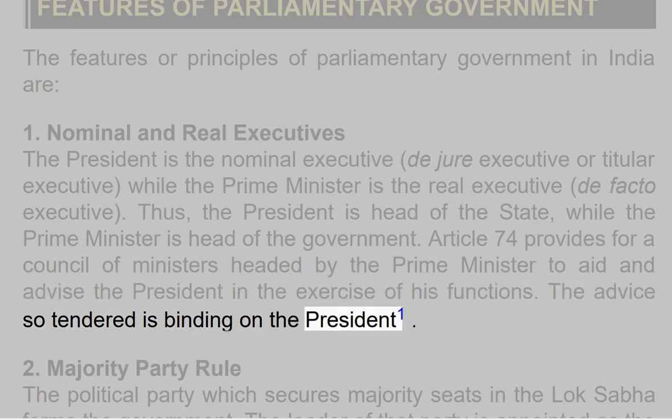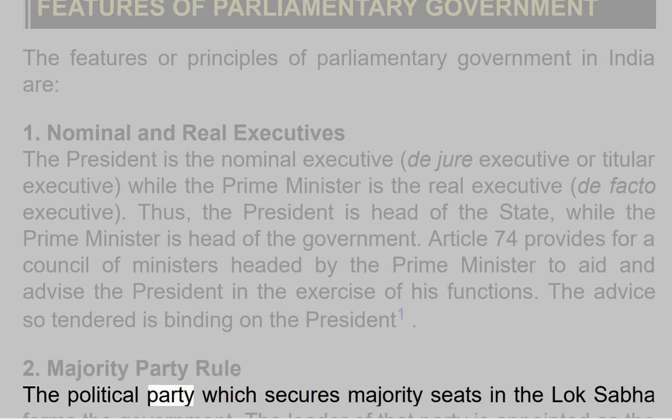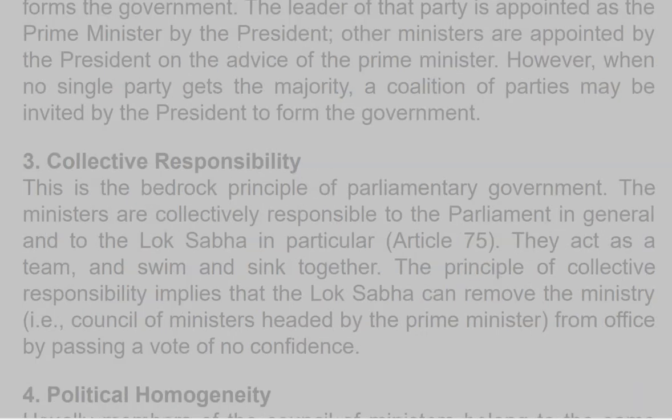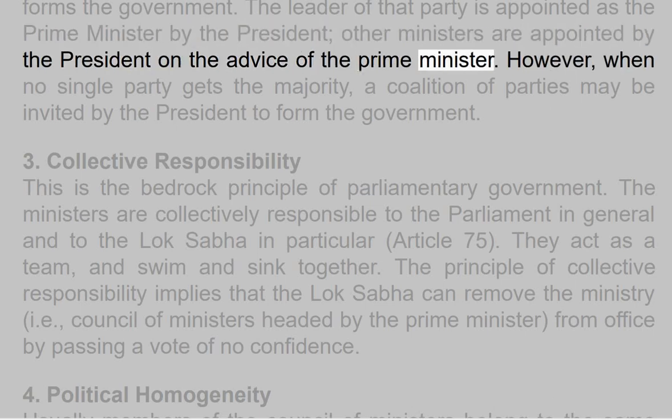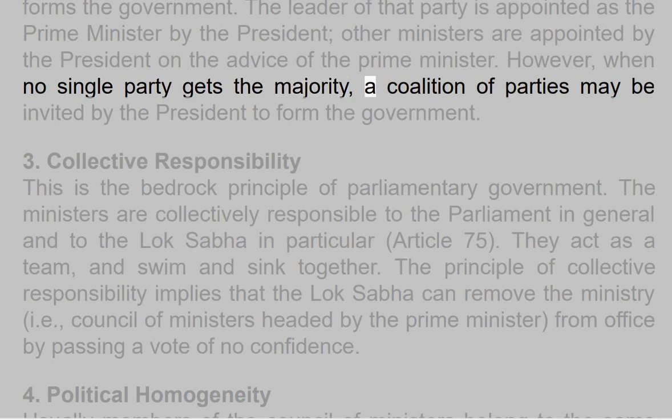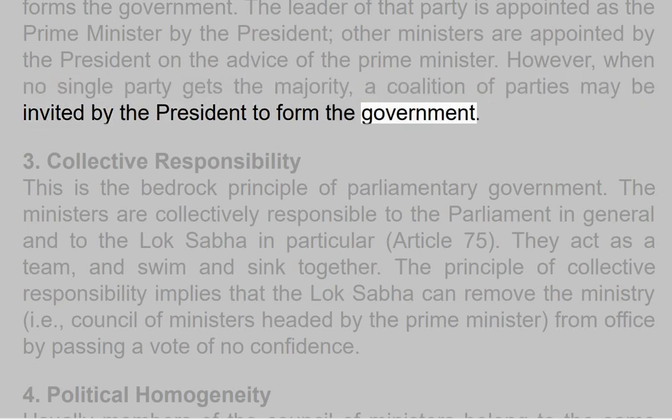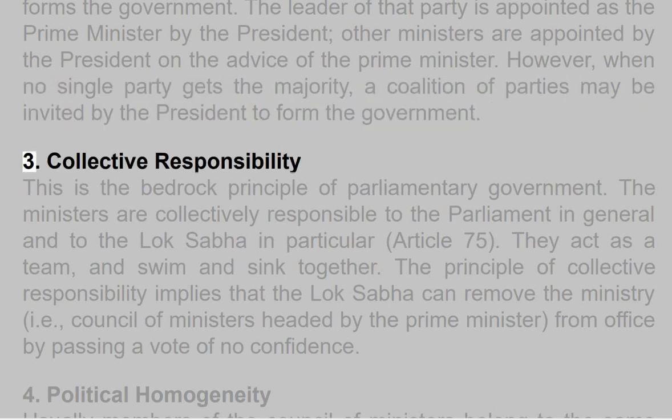2. Majority party rule. The political party, which secures majority seats in the Lok Sabha, forms the government. The leader of that party is appointed as the Prime Minister by the President. Other ministers are appointed by the President on the advice of the Prime Minister. However, when no single party gets the majority, a coalition of parties may be invited by the President to form the government.